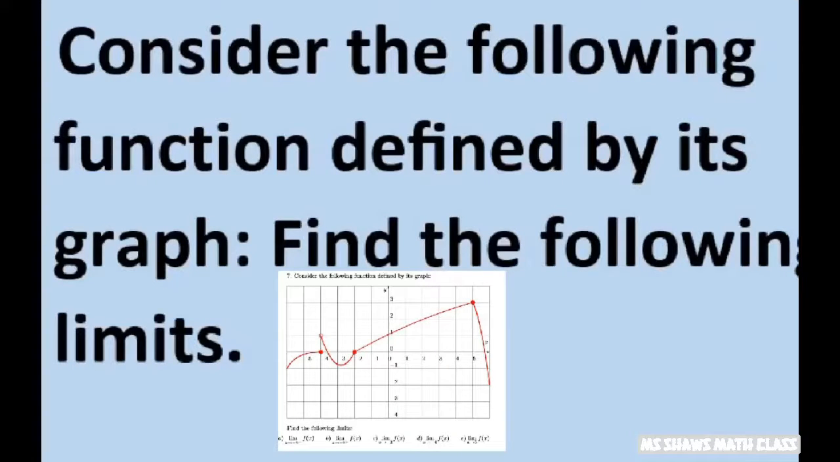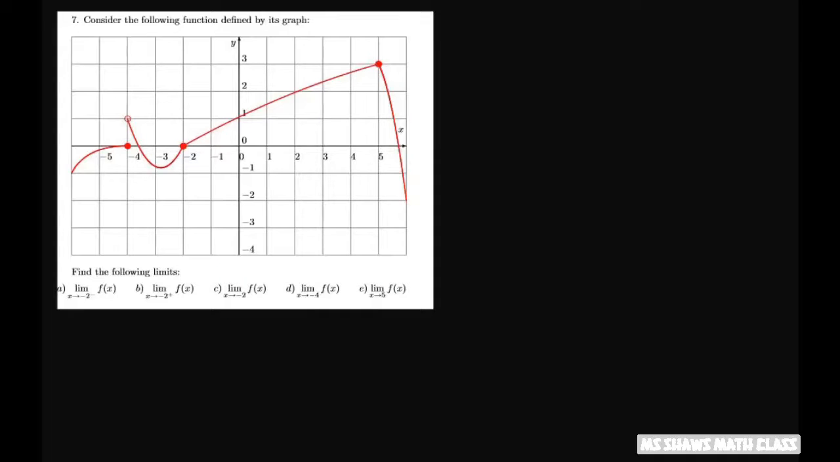Everyone, we're going to consider the following function defined by its graph and find the limits. So a limit is a numerical value that's the output value, which is your y value. So when they're saying, for example, for a, the limit as x approaches -2 from the left of f of x, and that's how you say it. Or you can say the limit of f of x as x approaches -2 from the left.